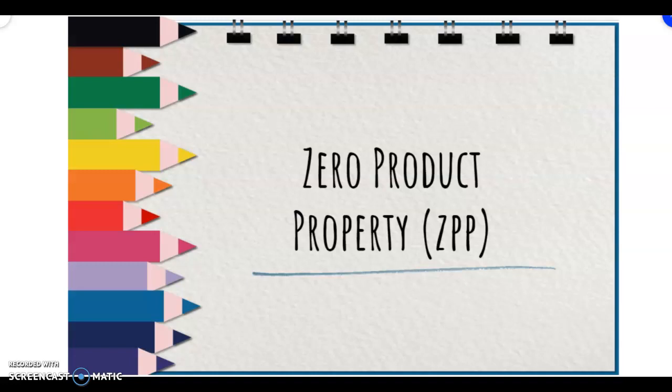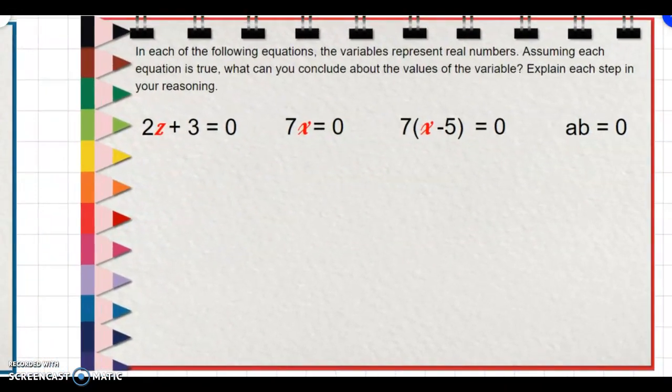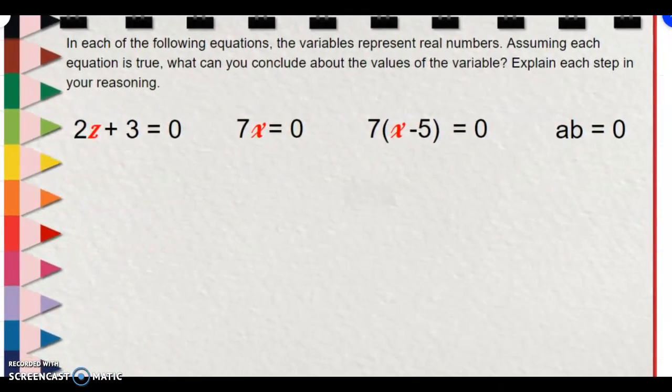Today we're going to be looking at the zero product property, ZPP. So now we're going to be moving from linear functions to linear equations, and here is one of the properties we need to know. In each of the following equations, the variables represent real numbers. Variables meaning x, z, q, l, m, n, o, p. Assuming each equation is true, what can you conclude about the values of the variable, the x, y, z, whatever? Explain each step in your reasoning.